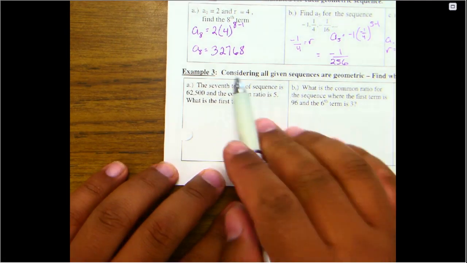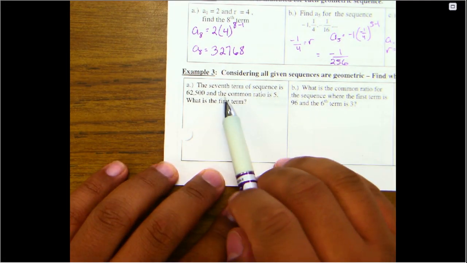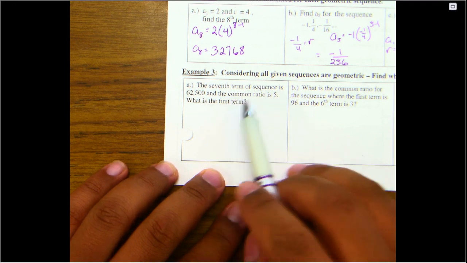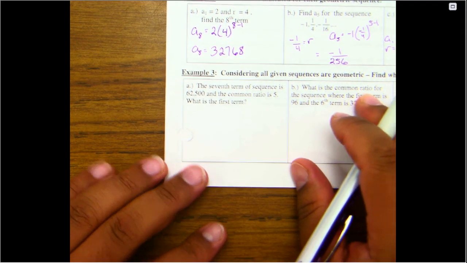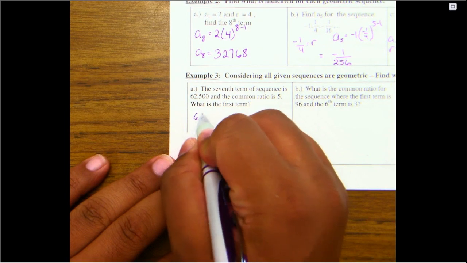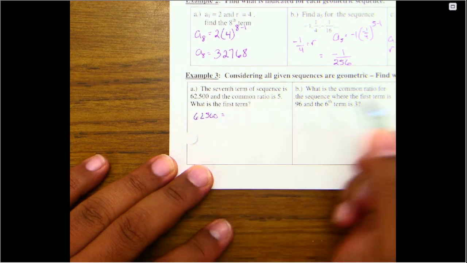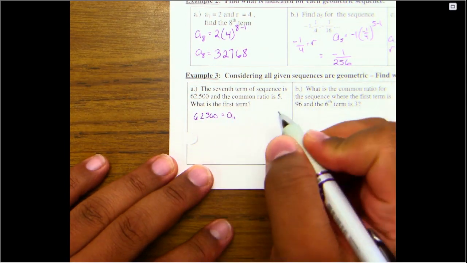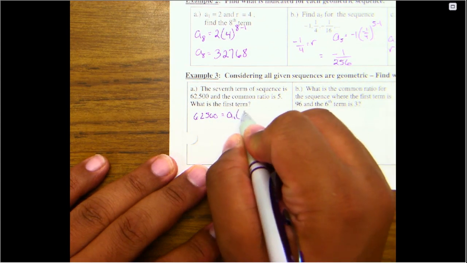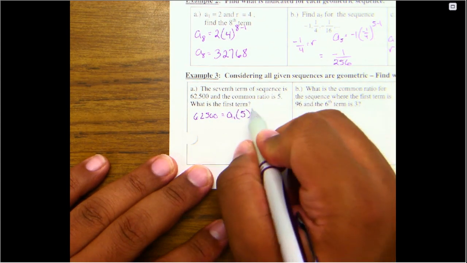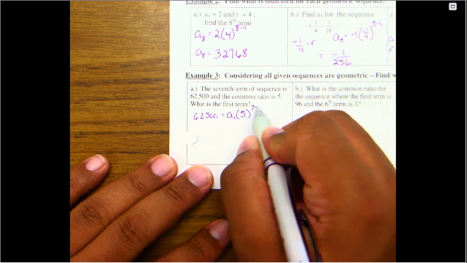Okay. The seventh term of the sequence is 62,500, and the common ratio is 5. What is the first term? So we're going to set this up. We want to know what the first term is. Common ratio is 5 to the 7 minus 1.